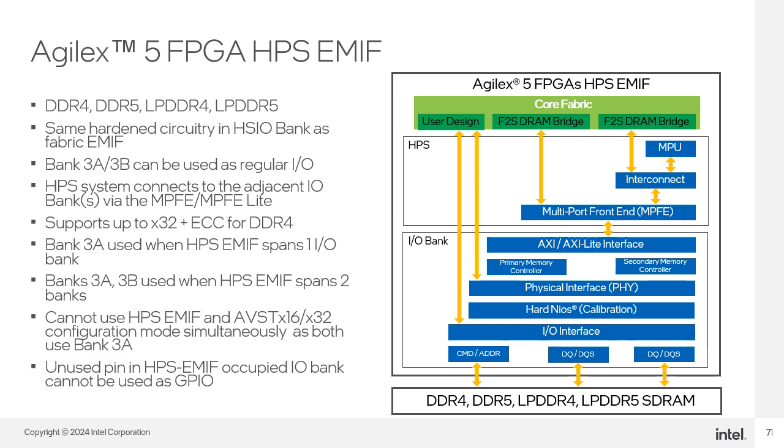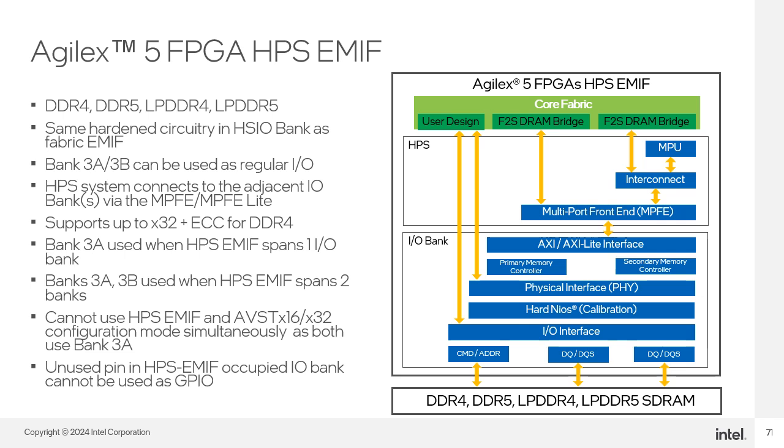When used as HPS EMIF, the HPS system connects to the adjacent I/O banks via the multi-port front end, or MPFE. We will discuss more on how to make this connection in the Platform Designer in Quartus Prime software later. For DDR4 HPS EMIF, the maximum data width that we can support is x32 plus ECC. There are some restrictions on HPS EMIF bank placement and unused pins.